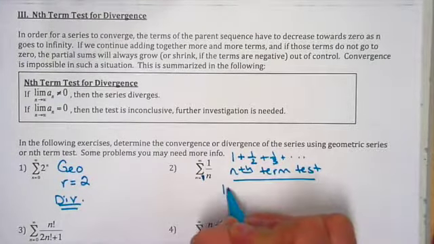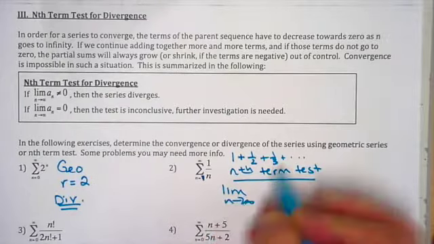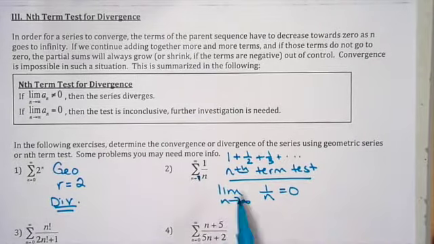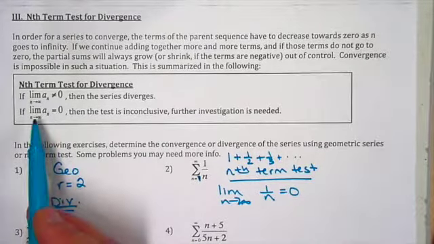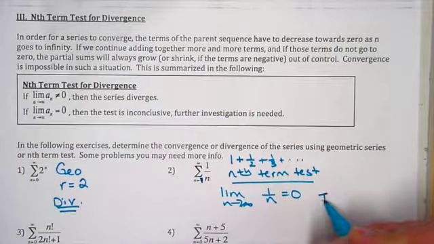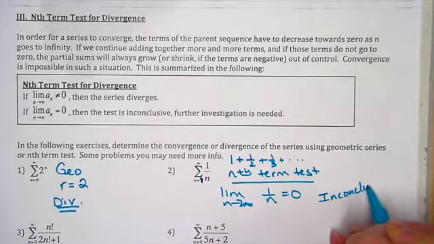If I take the limit as n goes to infinity of that general term, it is 0. So these numbers are getting smaller, which we can see. But this test just does not tell us whether it converges or diverges. So we would say that's inconclusive, or we would say more info needed for right now.